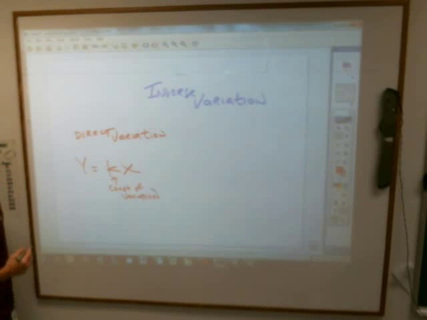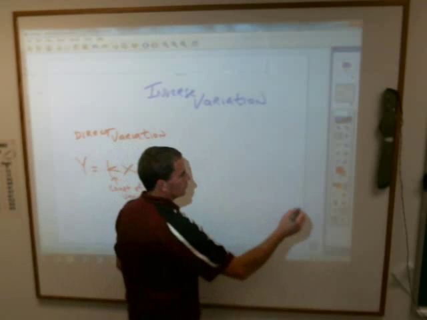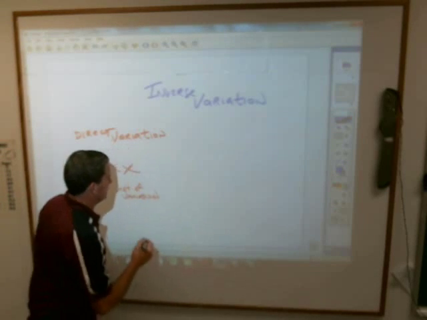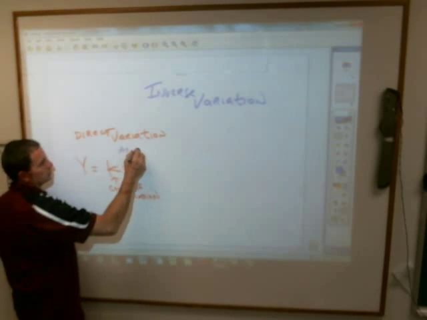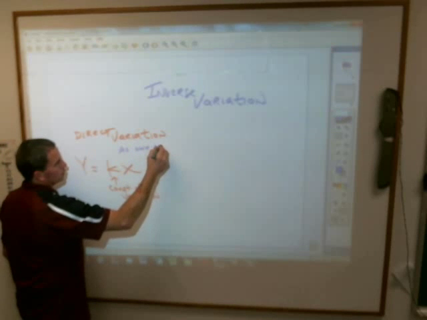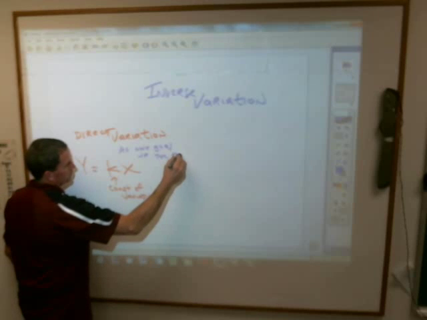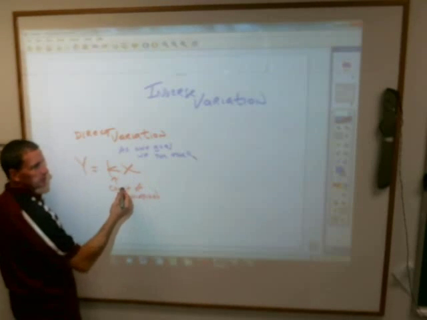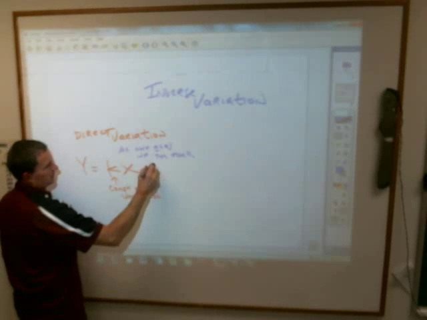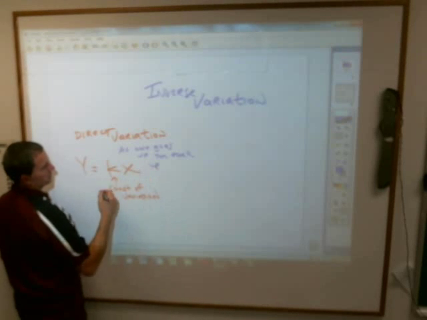And really, direct variation is simply this: as one goes up, the other goes up. It's usually, when we think of variation, we usually think of this. As one goes up, the other goes up.